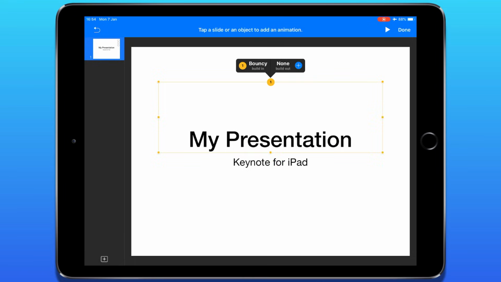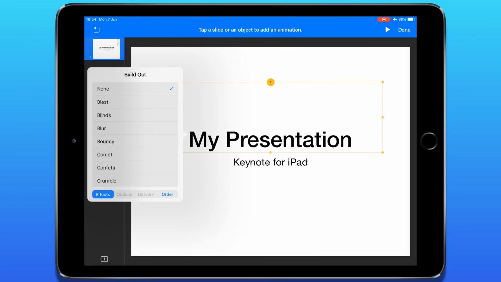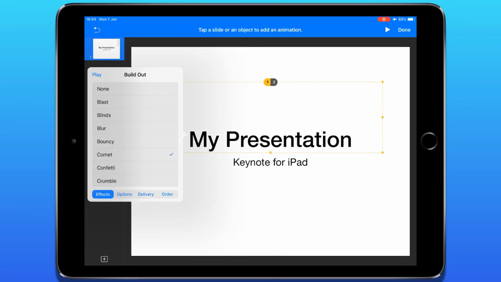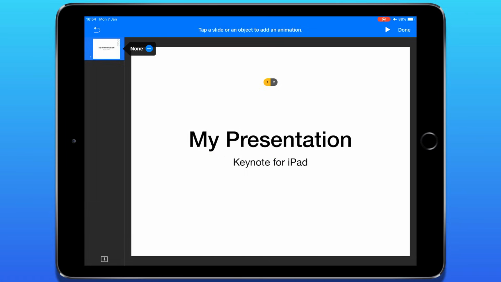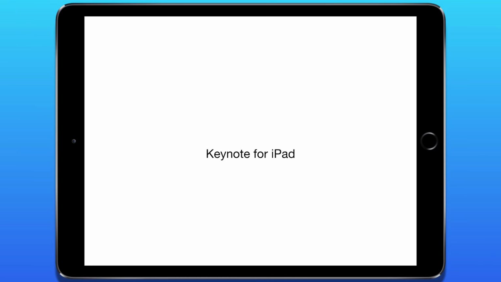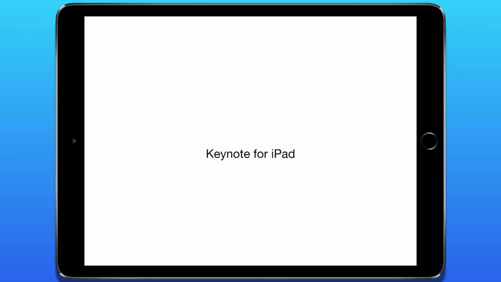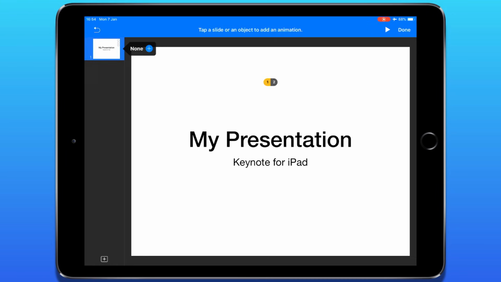Now I can also set an animation for the exit of this particular item, the build out. So if I click the plus sign for this, I can choose a different one. If I press play, it will give me a preview. Let's go with that one. So now, if I press the play button in the top right corner, I tap once to make it appear, and I can tap again to make it disappear. And you can animate any of your elements on the presentation using this method.